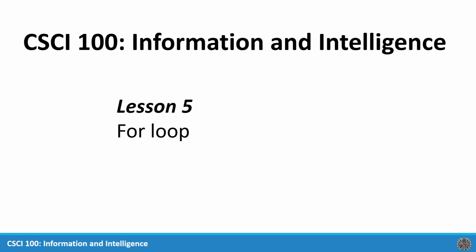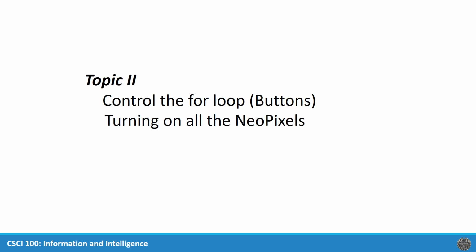Welcome to Lesson 5, For Loops, Topic 2. In this video, we're going to explore how we can use some of our components on the Circuit Playground Express to control the for loop, and then see how we can affect the NeoPixels with that control of using the buttons. So let's get to it.